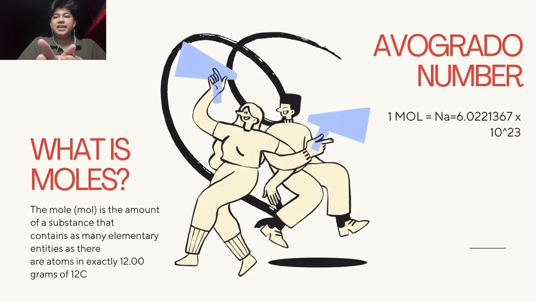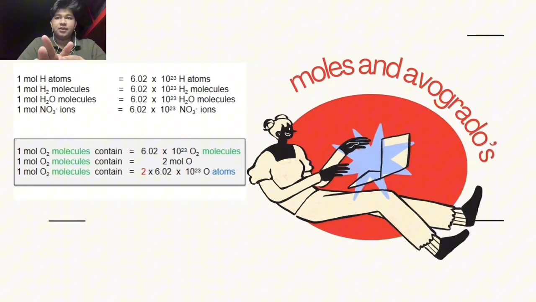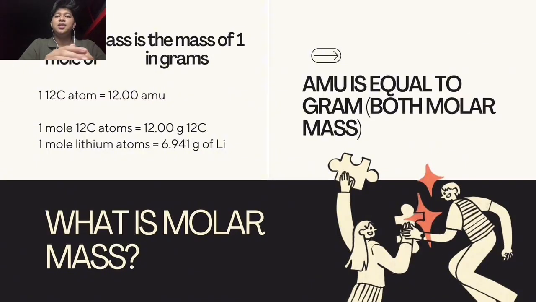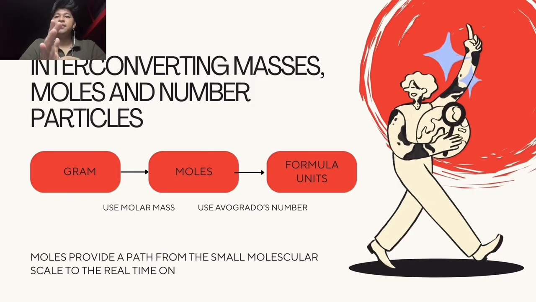So you can see on slide 12, which is the table of the number of equals. Next, we talk about molar mass. Molar mass is the mass of 1 mole in grams. So if a 12C atom equals 12 amu, then amu is equal to gram per mole. Interconverting mass, mole and number of particles.